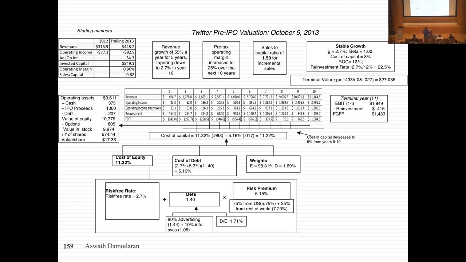So if you want to use my spreadsheet to value an IPO, here's the first thing you have to think about. When you go public on the offering day, you issue shares to investors and you get cash in return, right? You have to tell me what you plan to do with the cash. You see, what do you mean? What are the different choices a company has when it comes to cash raised on an offering? What can it do?